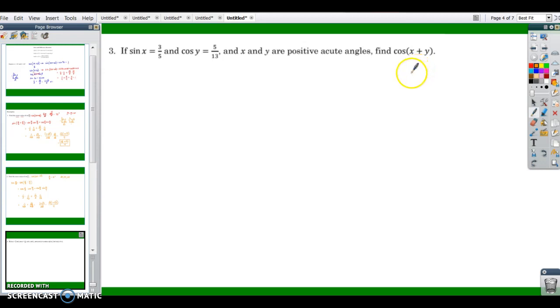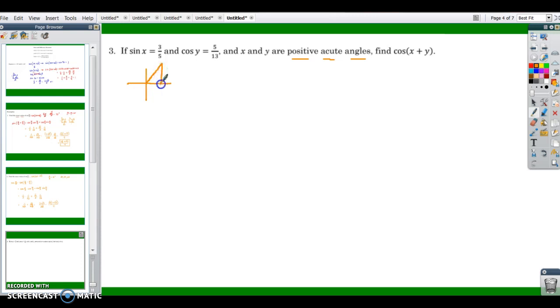Now, the cosine formula for the sum involves cosine and sine of both angles, which I don't have yet, but I can easily get those. What I'm going to want to do is make myself diagrams for angle x and for angle y, fill in my missing parts. So let's take it step by step. Angles x and y are positive acute angles, so they're telling me right here what quadrant my angles are in. If they're positive acute, that means they have to be in the first quadrant.